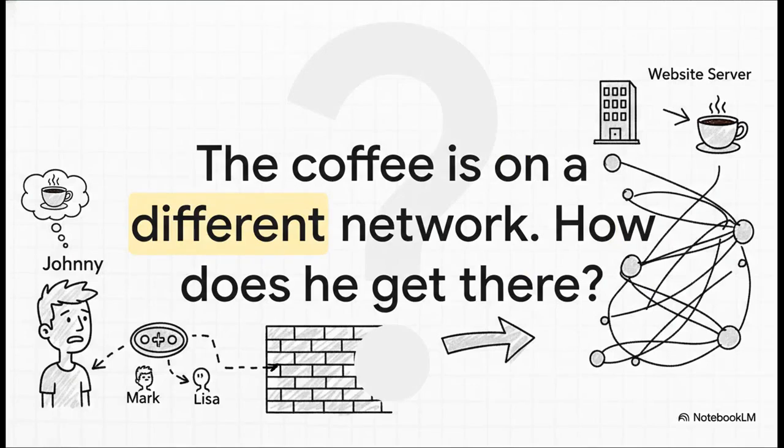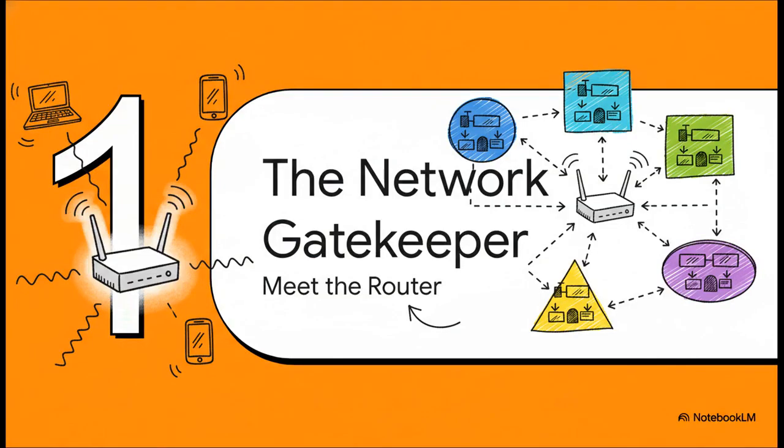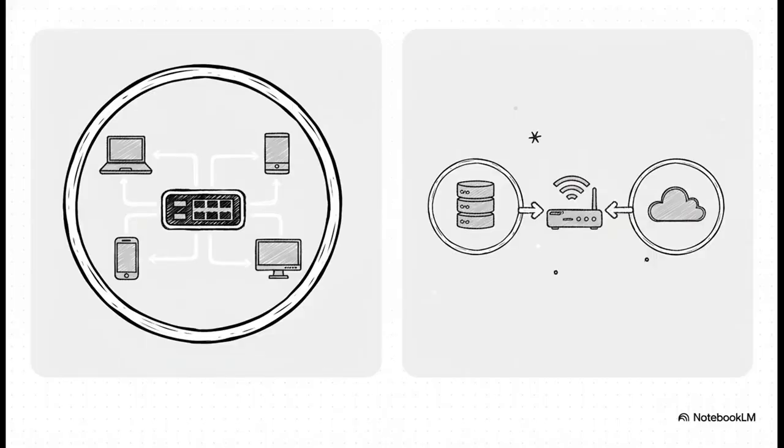And here's the problem, right? Johnny wants that coffee, but the website is on a server in that other neighborhood. His local switch, the one connecting him to Mark and Lisa, only knows about his own little street. It has absolutely no clue how to get a message to that other network. So, what's he supposed to do? Well, he's going to need some help. He needs a special device, a gatekeeper, whose whole job is to connect different neighborhoods together. He needs a router.